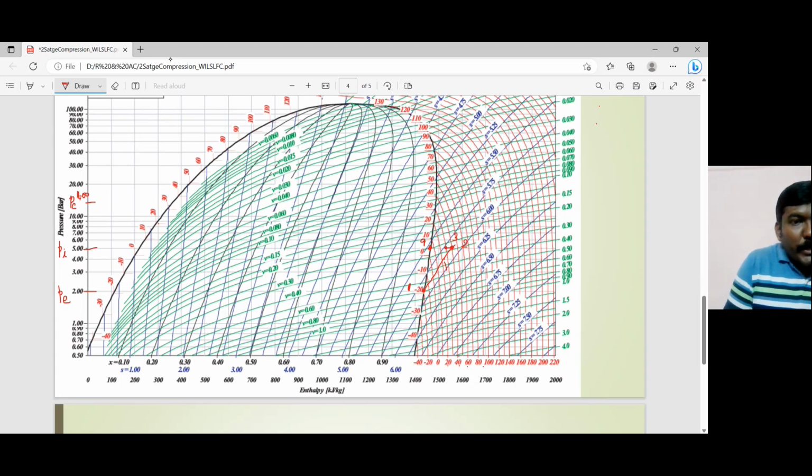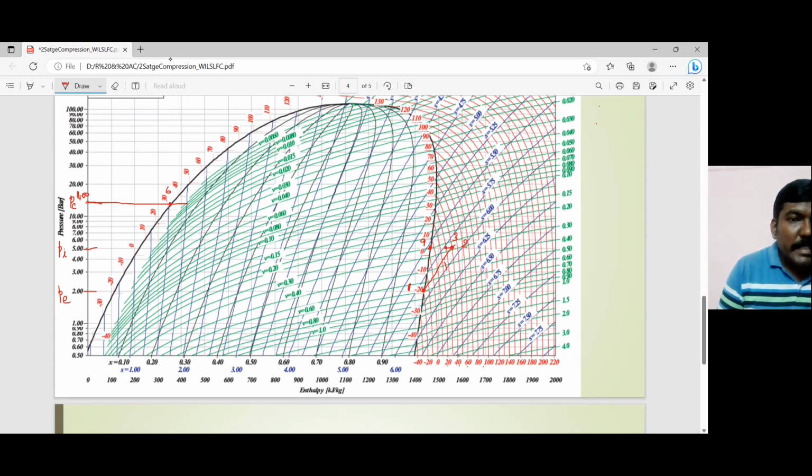The final pressure is 14 bar. So if you draw a straight line over here, this is my 14 bar line, and the point over here I'll call 4. Then I have to travel across the constant entropy line and fix it on the 14 bar line. That will be my point number 5. So this is my point number 6.